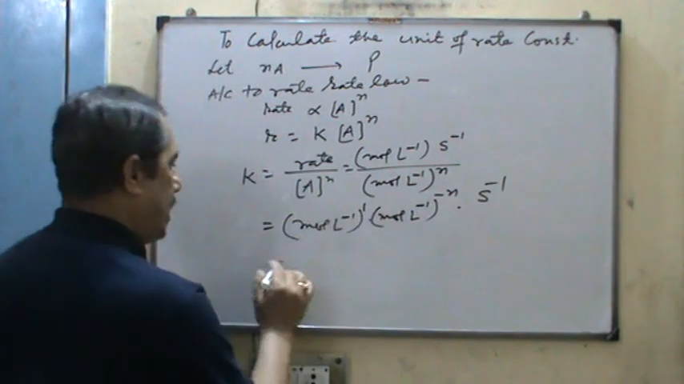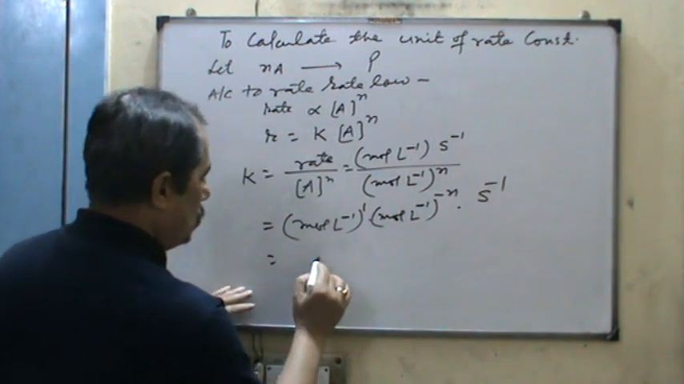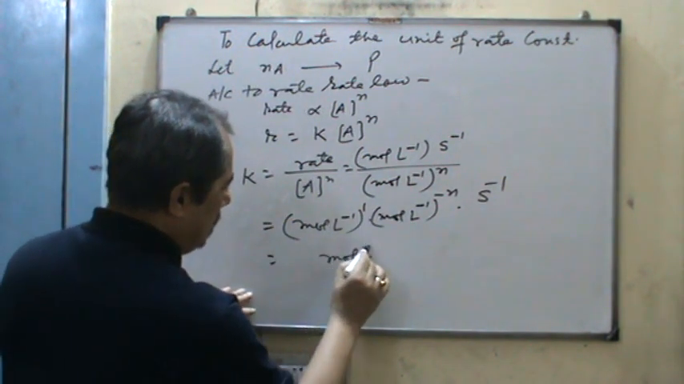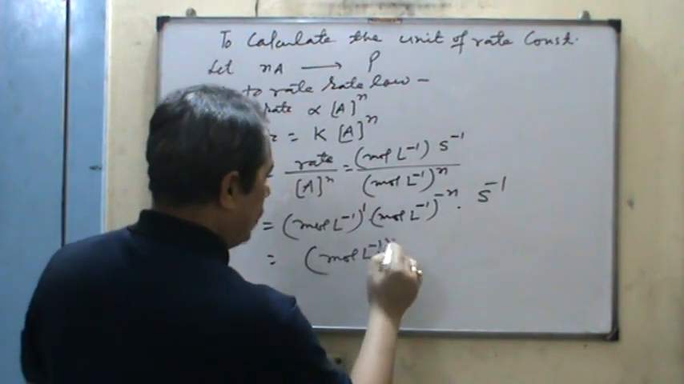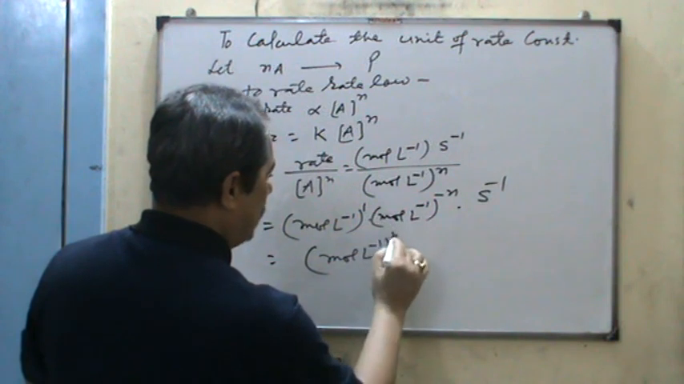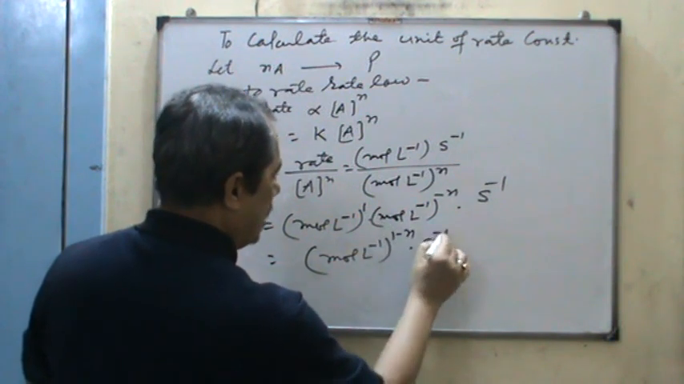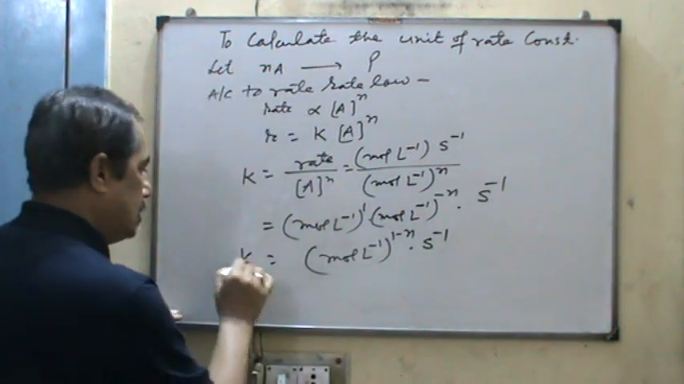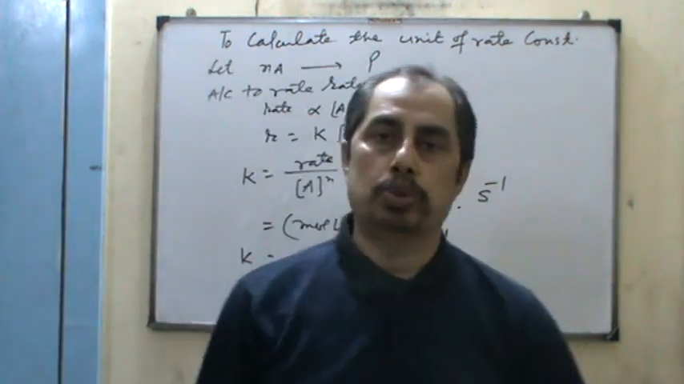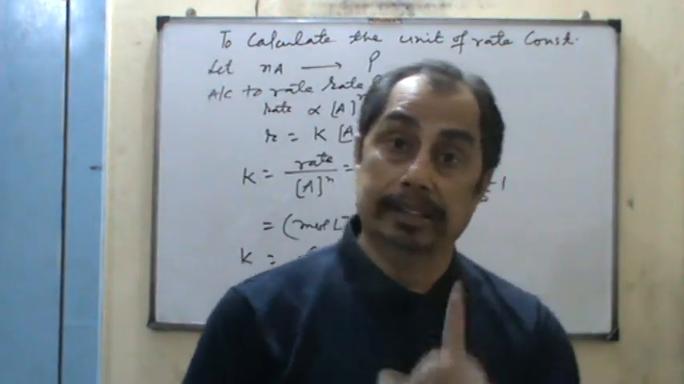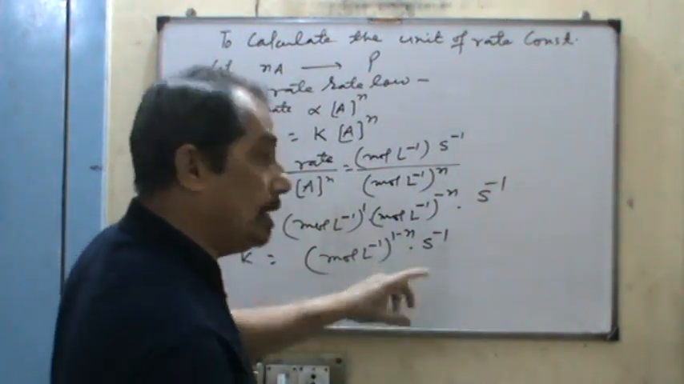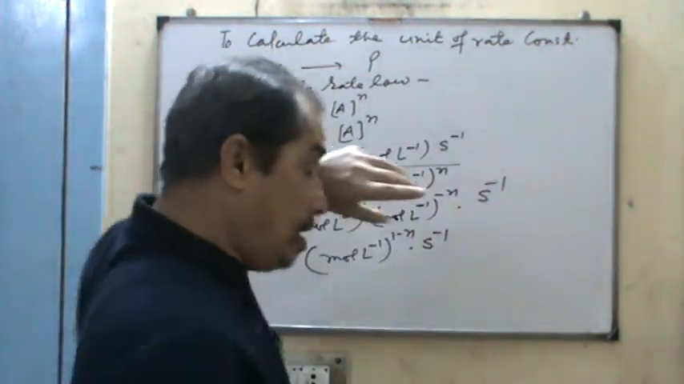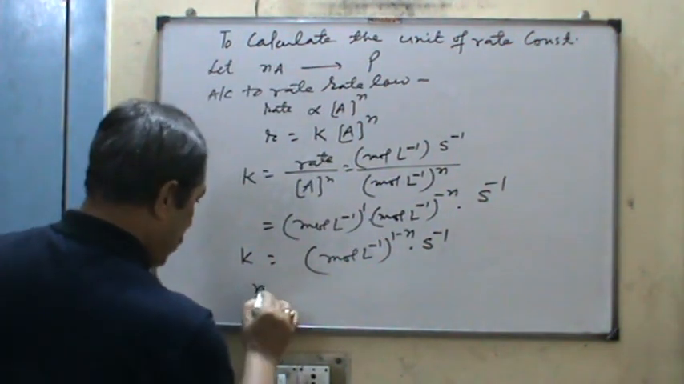Bases same, powers are subtracted. So k equals (mole liter^-1)^(1-n) into second^-1. This is the very useful formula to calculate the unit of the rate constant. There you can ask me, my dear students, what is n? n is actually called the order of reaction.